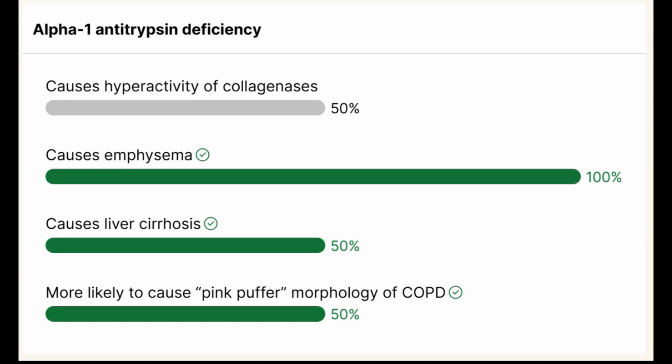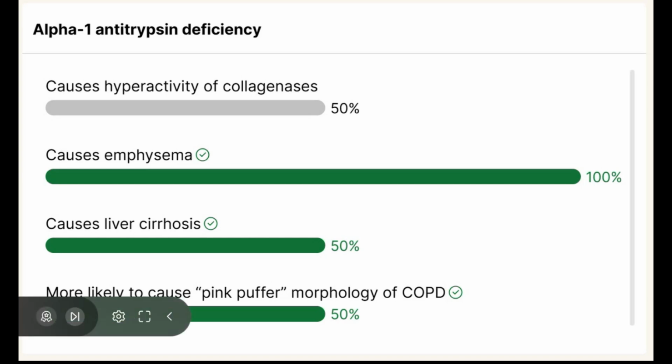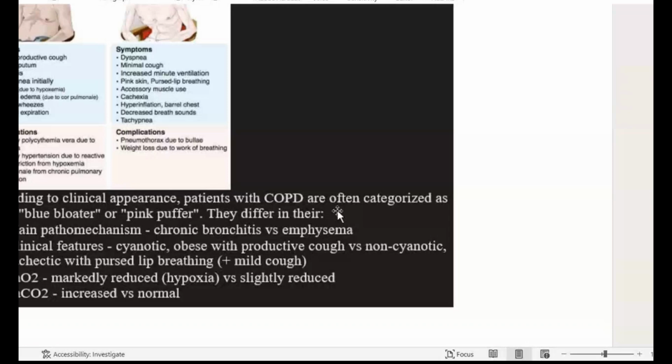It does cause emphysema, particularly of the restrictive type. It also is associated with liver cirrhosis and is more likely to cause the pink puffer morphology of COPD because its pathogenesis more likely involves emphysema than COPD. Sorry, not COPD, chronic bronchitis.